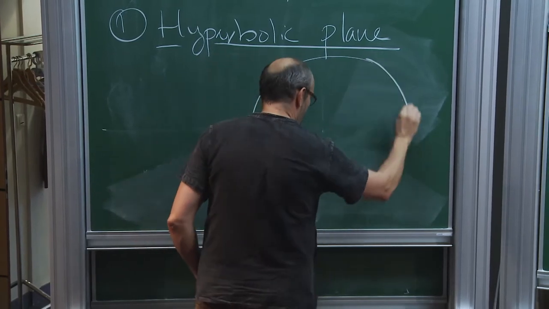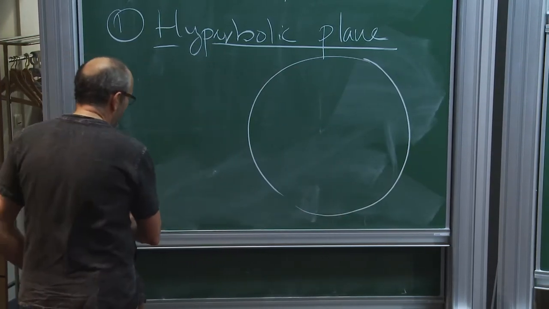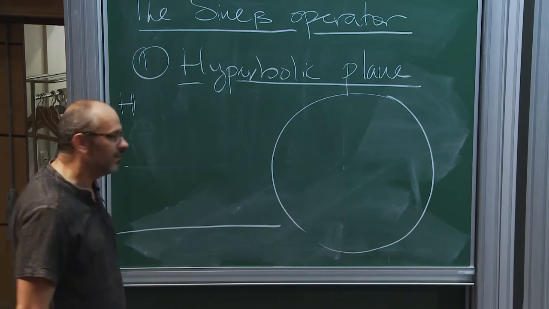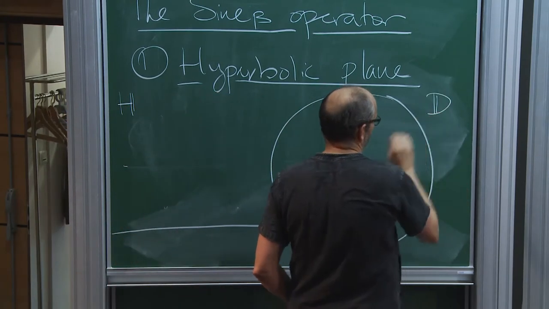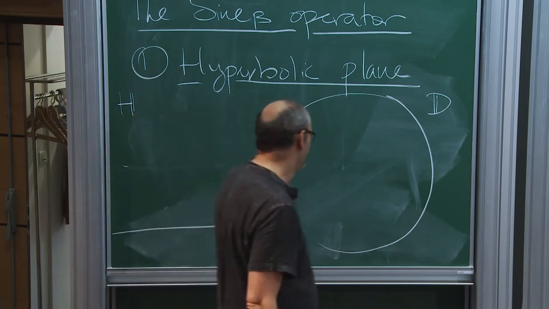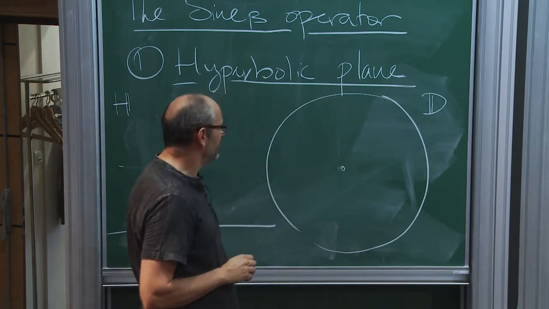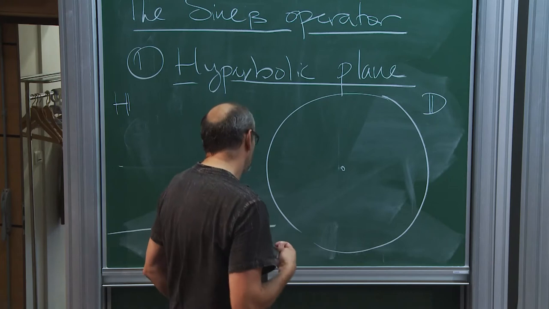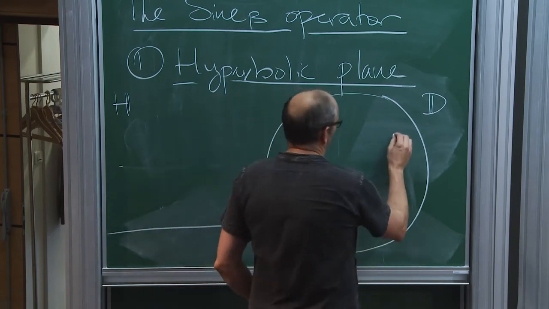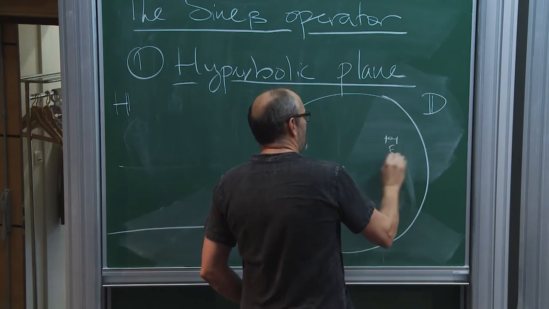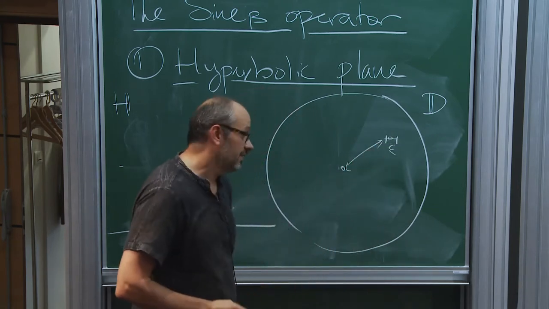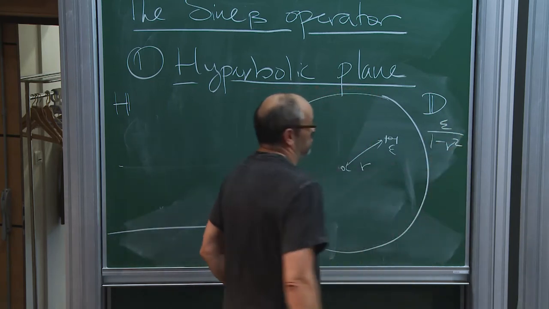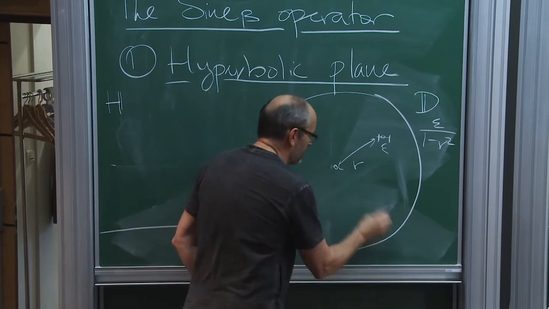As you know, there are several nice models, but the ones I'm going to talk about are the Poincaré half-plane model and the Poincaré disk model. This is the Poincaré disk model. Just think of the hyperbolic plane as a manifold, where if you have something of length epsilon in the Euclidean plane at distance r, then the length here is epsilon times 1 over 1 minus r squared. This is a disk of radius 1.